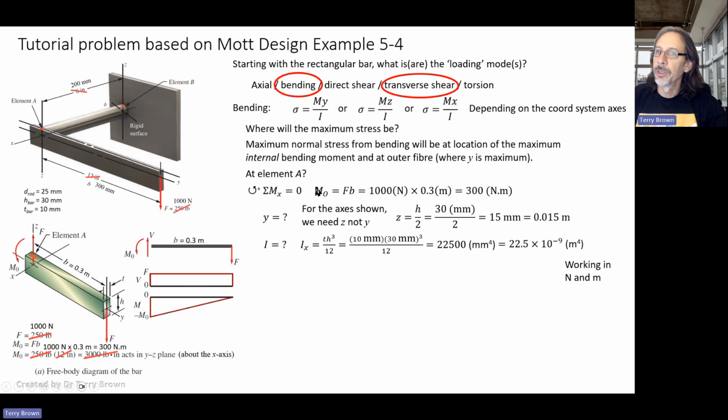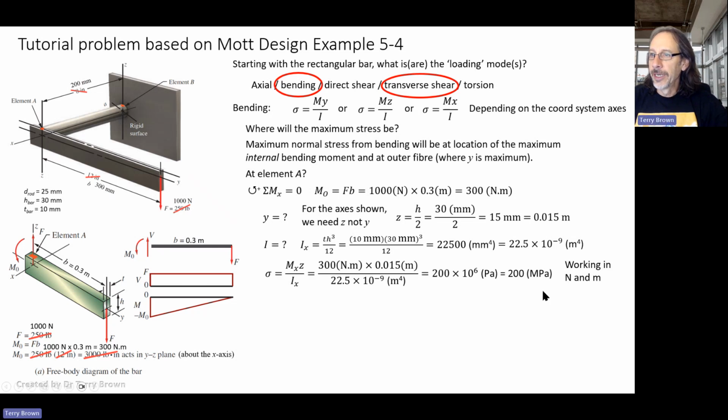We've got all our terms. We've got the moment, we've got Y or Z, as it is for the coordinate system that we have here, and we have our moment of inertia. Working in newtons and meters, we get our answer for stress in pascals. We get 200 times 10 to the 6 pascals, and we can convert that to megapascals because 10 to the 6 is the prefix mega.